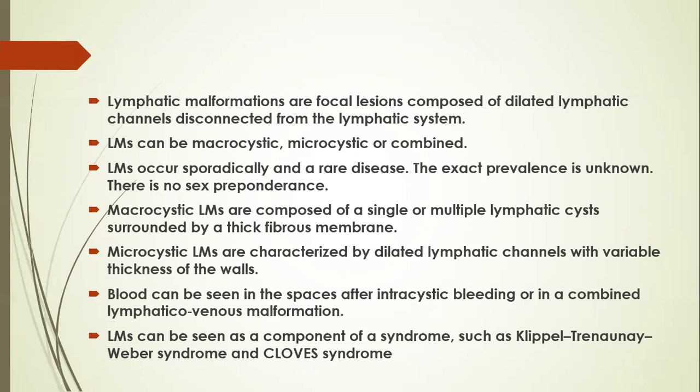The macrocystic lymphatic malformation is composed of single or multiple lymphatic cysts surrounded by thick fibrous membrane. The microcystic type is characterized by dilated lymphatic channels with variable thickness of their wall. Blood can be seen in the spaces after intracystic bleeding or in a combined lymphatico-venous malformation. The lymphatic malformation can be seen as a component of a syndrome, such as Klippel-Trenaunay syndrome and CLOVES syndrome.